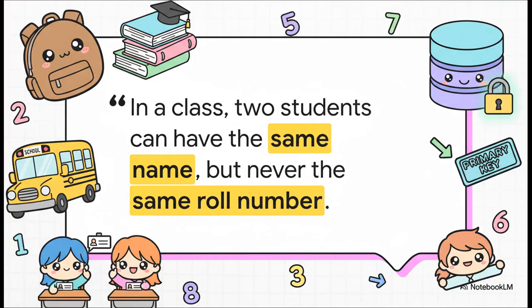Think about it like this. It's a perfect analogy. In any classroom, you could easily have two students named Ravi. So how does the teacher tell them apart? With a unique roll number, right? No two students can ever share the same one. This simple idea is absolutely critical to how databases work.